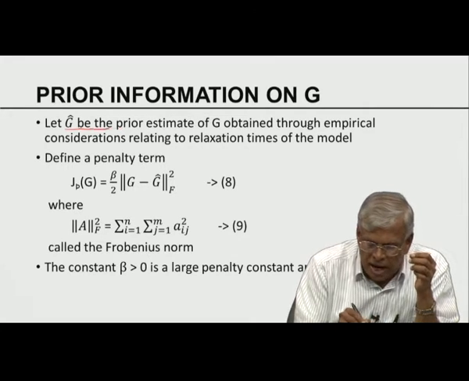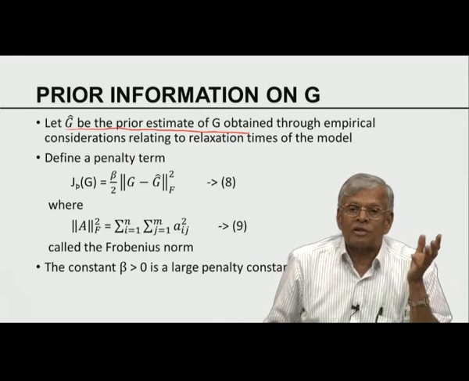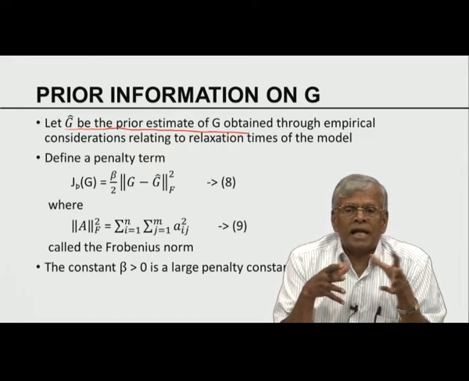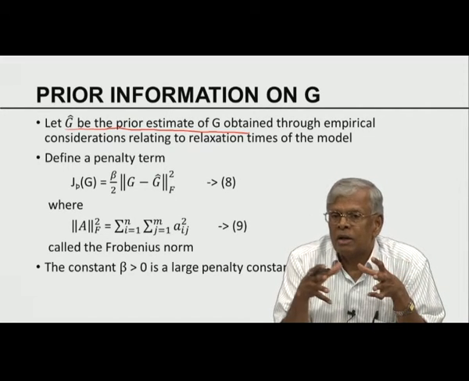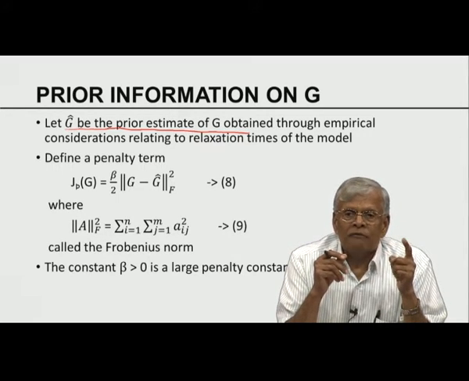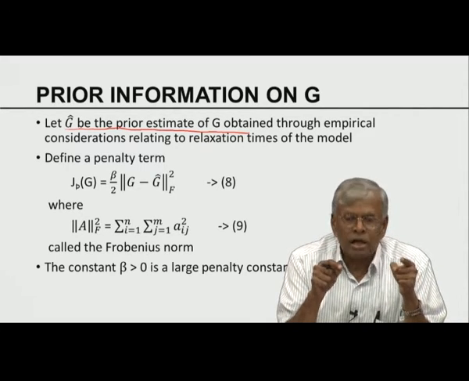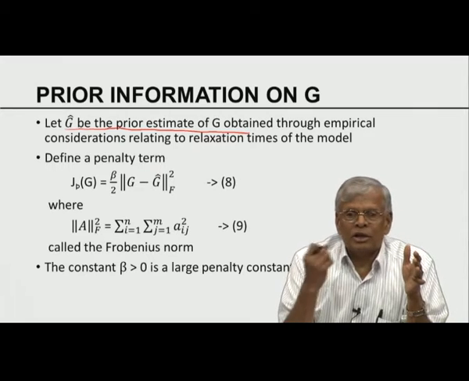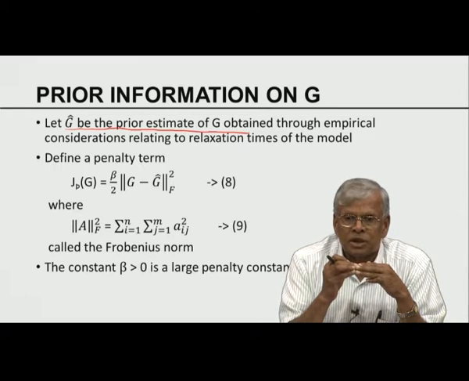So they said, let G hat be the prior estimate of G obtained through empirical consideration relating to the relaxation times of the model. Quite a lot of time scale analysis of the models has been done, so they know which time scales respond to what type of forcing, and that knowledge they didn't want to go to waste. So let G hat be a prior information. You can see now they are combining a prior and the new information coming from the forecast errors. They would like to combine the two types of objective functions.